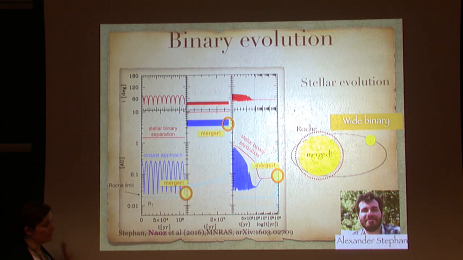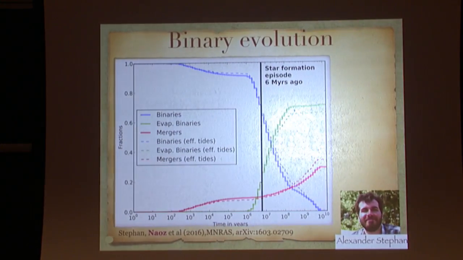So Alexander ran a Monte Carlo, and this is the plot that you guys have seen so far. This is the fraction as a function of time. In red, I'm plotting the merger rate. In blue is the binaries. And in red is the evaporation due to interaction with single stars outside.